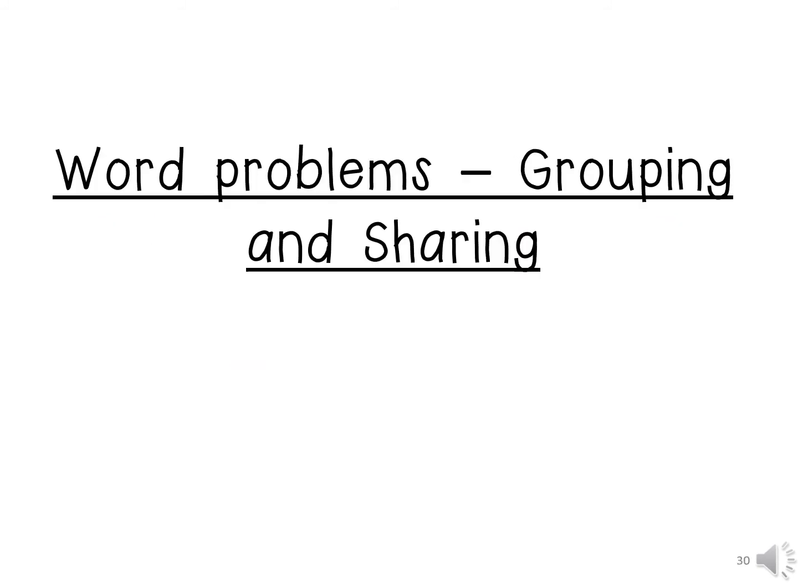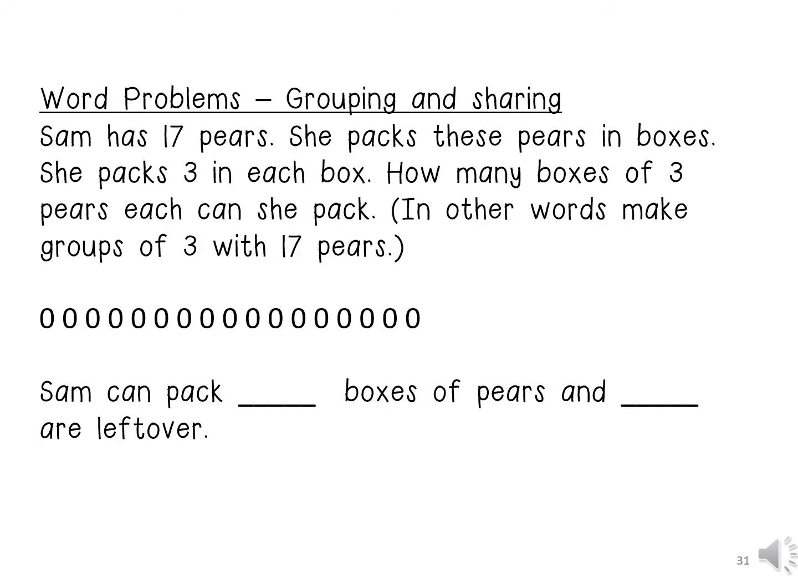Now we will be doing our word problems for grouping and sharing. It says, Sam has 17 pears. She packs these pears in boxes. She packs 3 in each box. How many boxes of 3 pears each can she pack? In other words, make groups of 3 with 17 pears. So as you can see, we have our 17 pears. Thereafter it says Sam can pack how many boxes of pears and how many are left over.